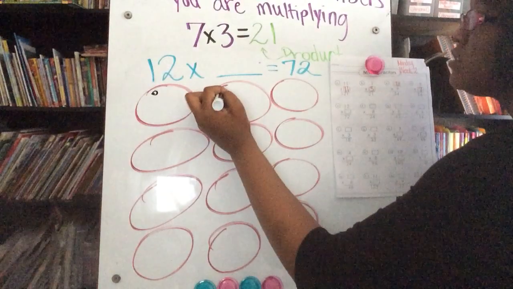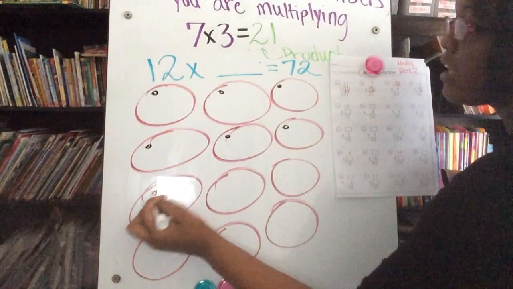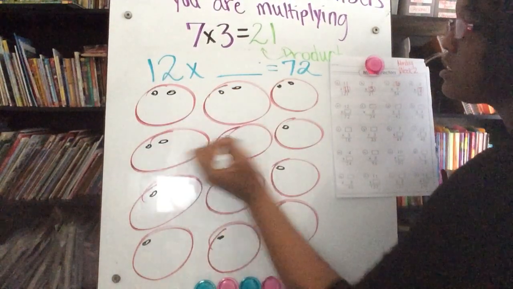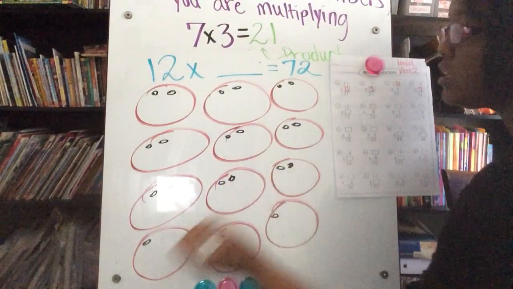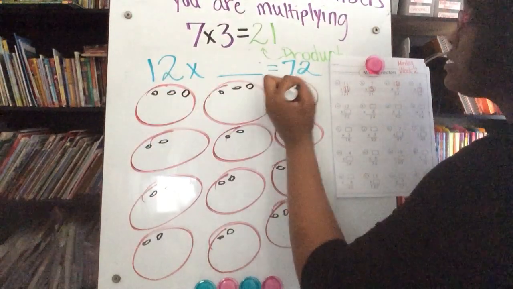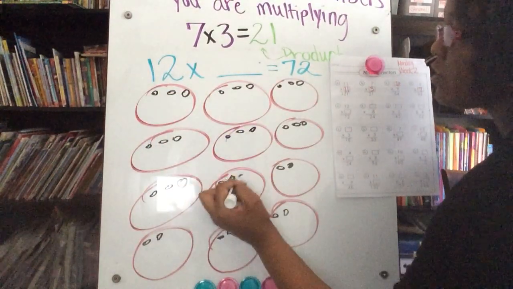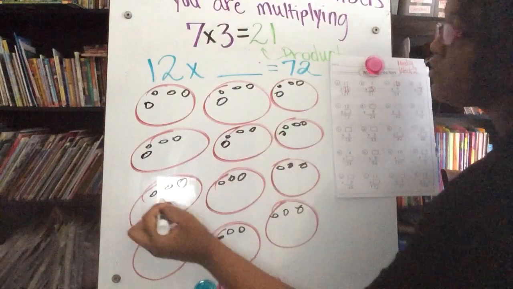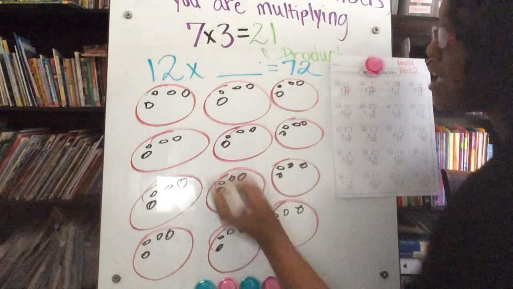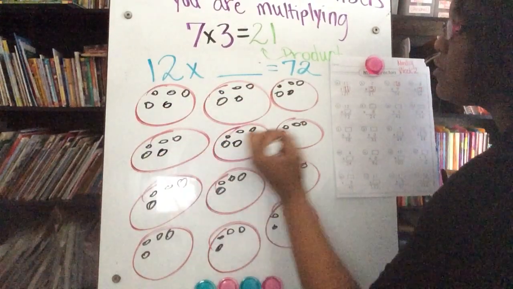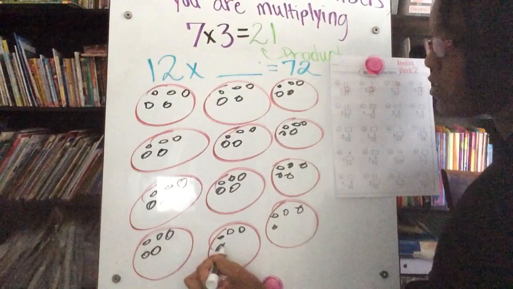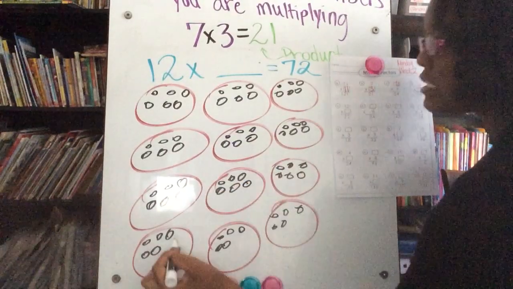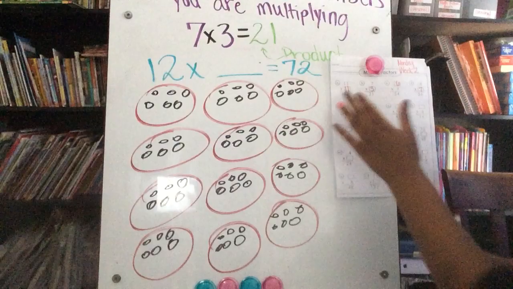Here we go. 1, 2, 3, 4, 5, 6, 7, 8, 9, 10, 11, 12, 13, 14, 15, 16, 17, 18, 19, 20, 21, 22, 23, 24, 25, 26, 27, 28, 29, 30, 31, 32, 33, 34, 35, 36, 37, 38, 39, 40, 41, 42, 43, 44, 45, 46, 47, 48, 49, 50, 51, 52, 53, 54, 55, 56, 57, 58, 59, 60, 61, 62, 63, 64, 65, 66, 67, 68, 69, 70, 71, 72. So, I got to 72.